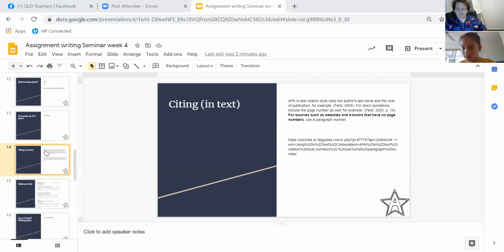So for APA, in-text citation, the author's last name and the year of publication. So Field 2005. For direct quotations, in all of the styles, it doesn't matter. You have to include the page number so the person can find exactly where the direct quote has come from.